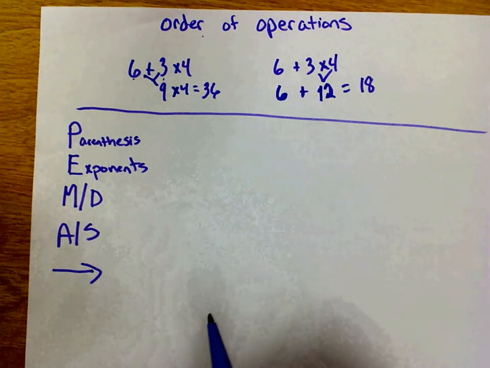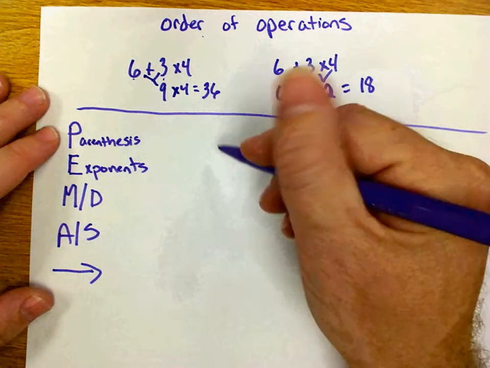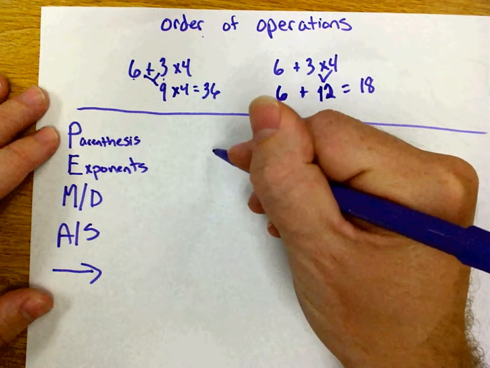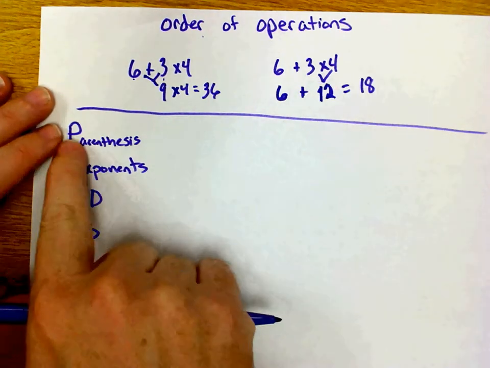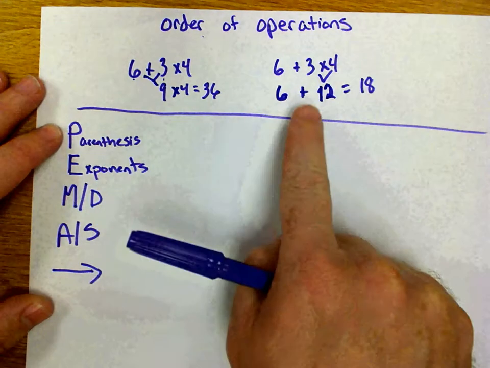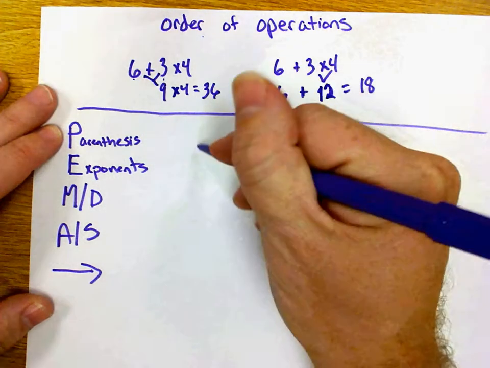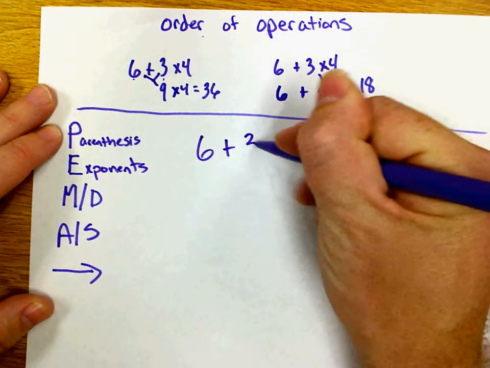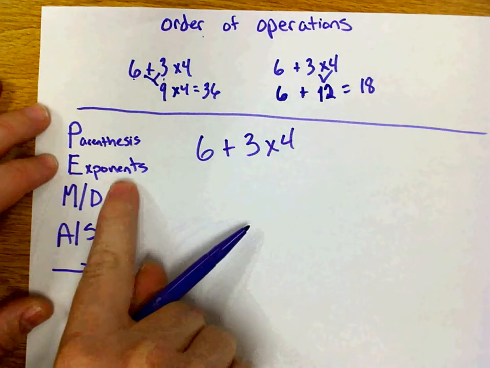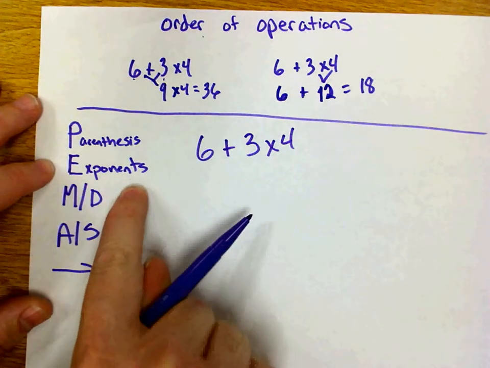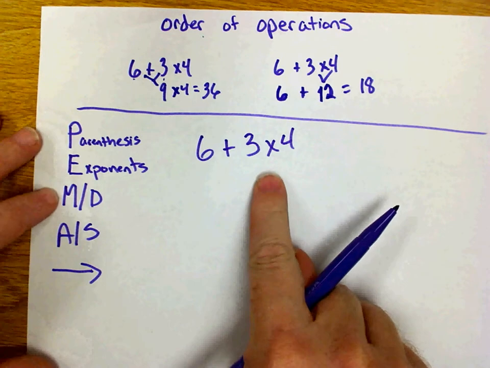So if we have a problem like, let's go ahead and throw one down. Well, just the same one. Let's look at this 6 plus 3 times 4. You start at the top. Are there any parentheses in this problem? No. It's just 6 plus 3 times 4. There's no parentheses. Are there any exponents? Because that's the next step. Nope, there's no exponents.